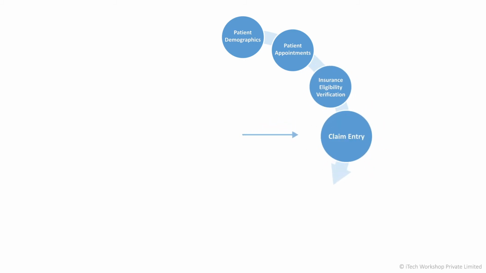Claim entry. Charge entries are made simpler and seamless with our Electronic Superbill module. You can also natively create primary and secondary claims using our CMS 1500 or UB04 lookalike forms.